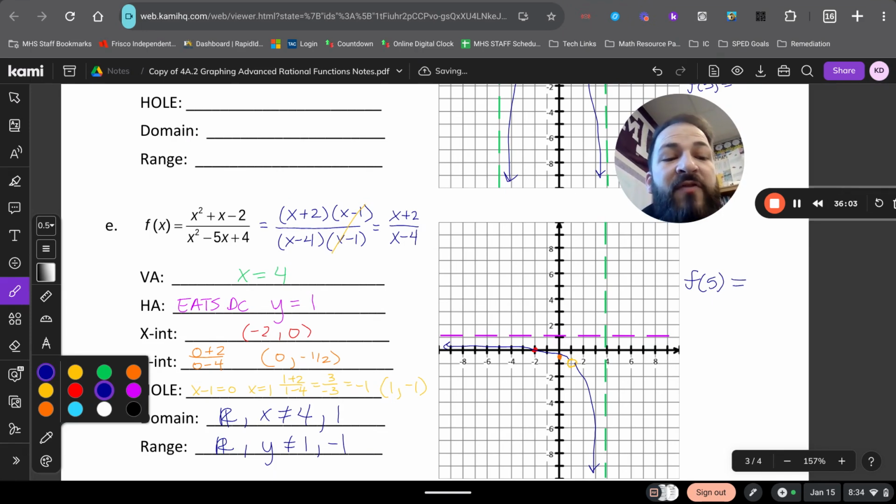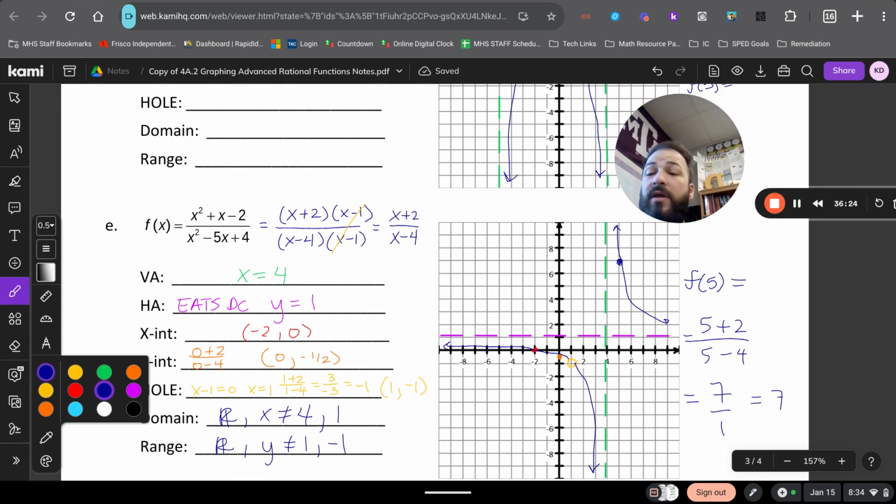So f of 5 would be 5 plus 2 over 5 minus 4, which would equal 7 over 1, which is 7. So we'd get that point (5, 7), which definitely puts our rational function where we thought it should be, up there in the top right.